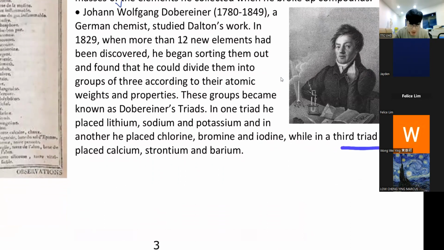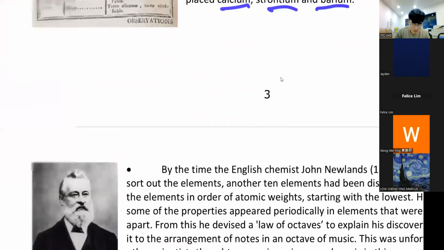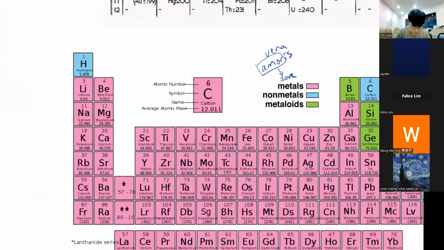And the third triad, he placed calcium, strontium, and barium. These three have colorful fire. You know where we use calcium, strontium, and barium? We use them in fireworks. Like calcium is red, and if I'm not mistaken, strontium is green. That's why in fireworks you see red and green, because of them.